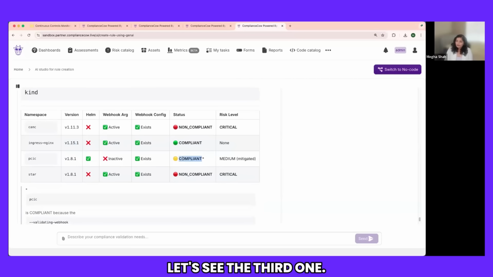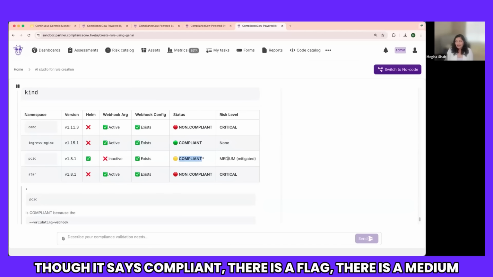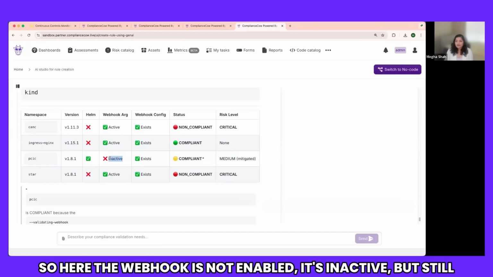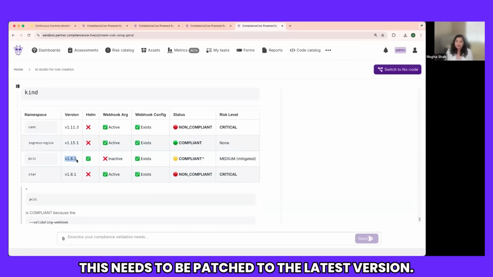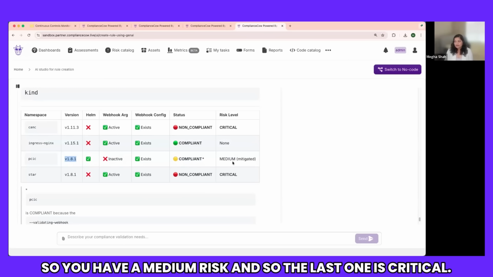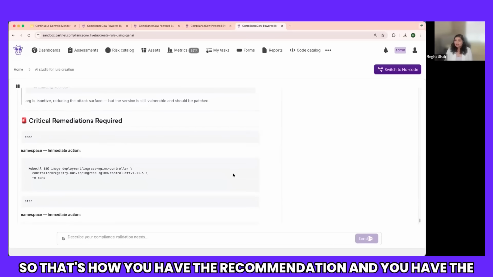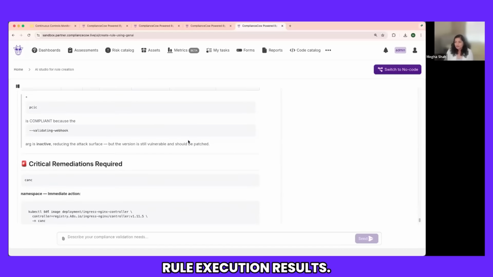Let's see the third one. Though it says compliant, there is a flag, a medium risk. Here the webhook is not enabled, it's inactive, but still this needs to be patched to the latest version. So you have a medium risk, and the last one is critical. So that's how you have the recommendation, and you have the rule execution results.